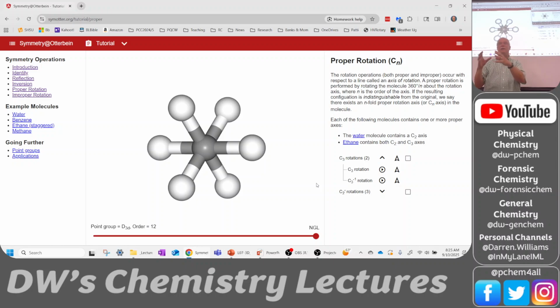So every one of these symmetry elements has got a matrix that you can multiply by the Cartesian coordinates on the atoms that would produce this rotation or this reflection or this inversion. And I'm not making you learn it. Yeah, that's a grad school thing.